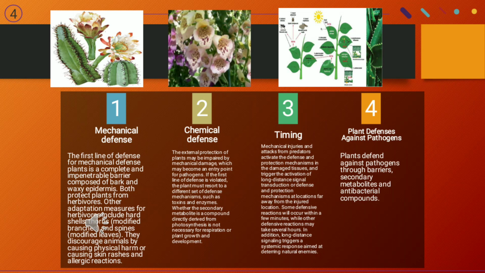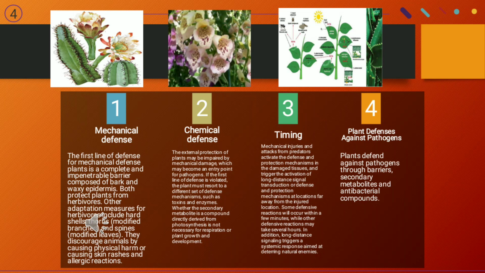Next is the chemical defense. Mechanical damage can compromise a plant's external defenses, making it an entry point of pathogens. If the plant's first line of defense is breached, it must rely on other defense mechanisms such as toxins and enzymes. It is not essential for respiration to know if the secondary metabolite is a photosynthesis-derived compound. Next is the timing.